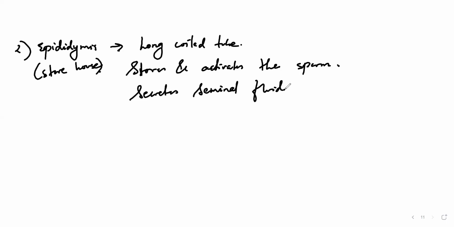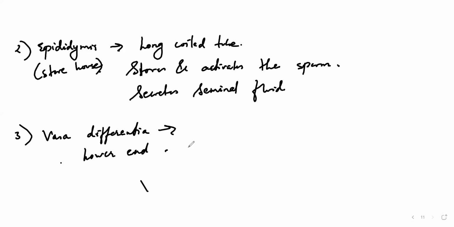Okay, so inside this seminal fluid only the sperms will be present. Then comes the third part called vasa differentia. Vasa differentia is nothing but, at the lower end of the epididymis, you will find this part which is called what? Vas deferens. Where you will find this is the lower end of the epididymis.